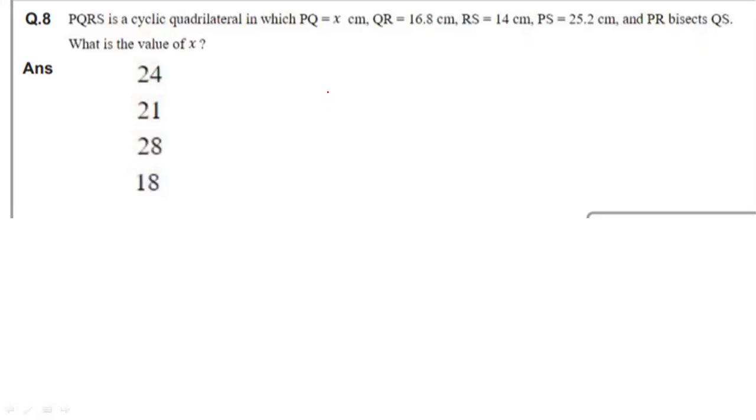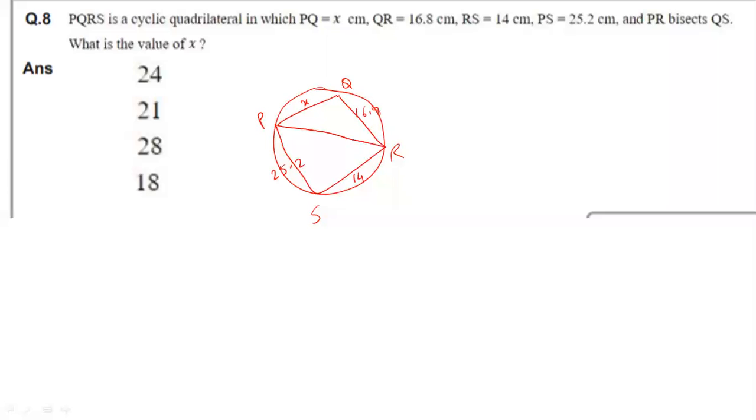A cyclic quadrilateral is given. PQRS is the name of the cyclic quadrilateral. Okay, let us say this is a cyclic quadrilateral PQRS. PQ is equal to x. QR is equal to 16.8. RS is equal to 14. And PS is equal to 25.2. PR, this is PR. This PR is exactly bisecting QS. That means this part and this part are the same.